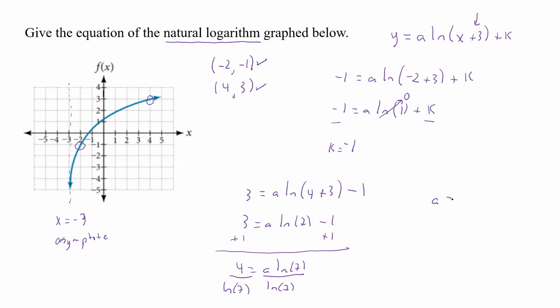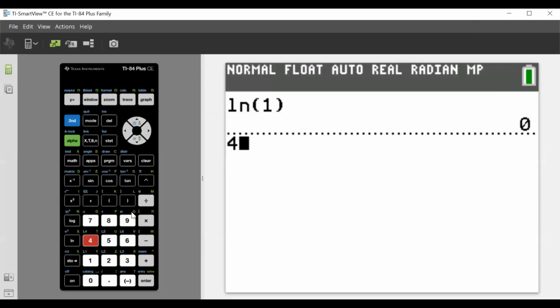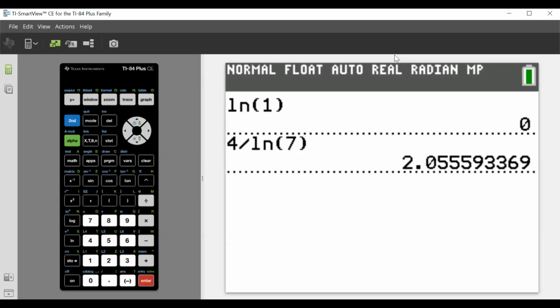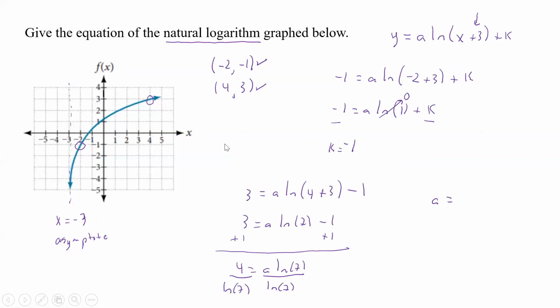And so a is equal to 4 divided by ln of 7, which we can calculate. And so it's going to be 4 divided by ln of 7. And so 2.0559. So we'll write that down. 2.0559, I think it was. All right. So what do we want to use for this? Do we really think that 2.0559 is what we should use? I mean, that's getting out pretty far when we're not even sure if it's really -2, -1, and 4, 3. And so what I suggest is, because we have 2.0, let's just round this to approximately 2.